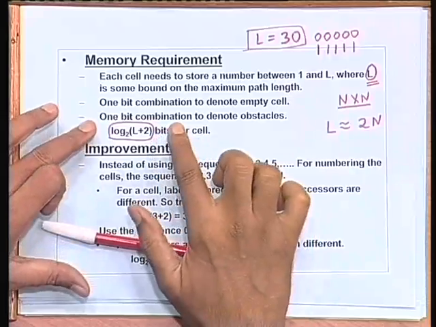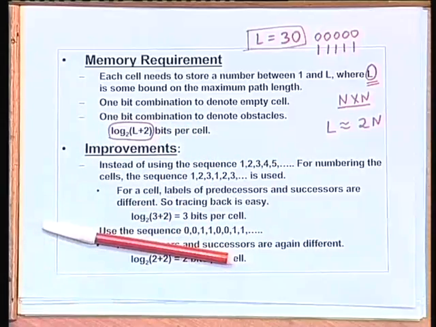Now, with respect to memory requirements, some interesting improvements have been suggested. If you look at the way Lee's algorithm works, we have labeled the cells 1, 2, 3, 4. Why? Because during retrace there is no ambiguity about where to return. For each labeled cell, the successor and the predecessor have two different numbers: if I have I, the successor will be I plus 1 and the predecessor will be I minus 1. So during backtrace I exactly know where to go.